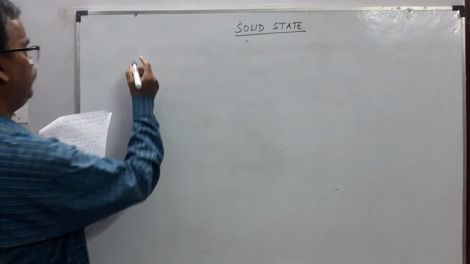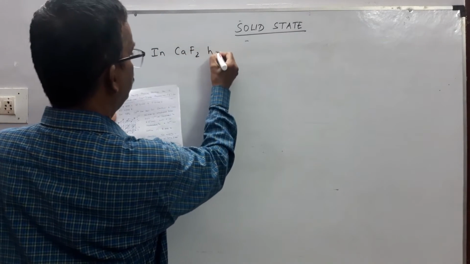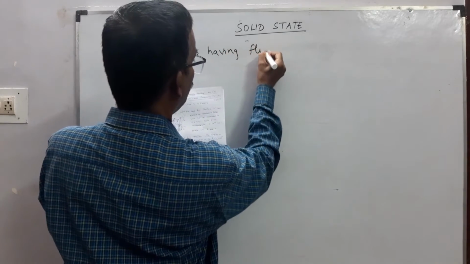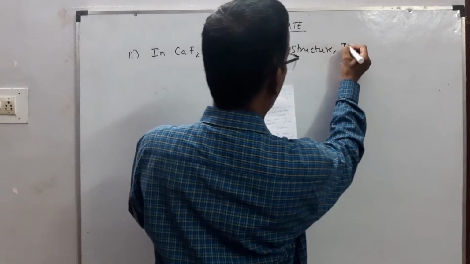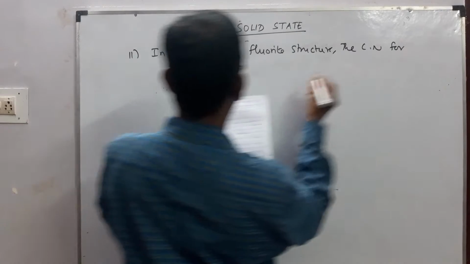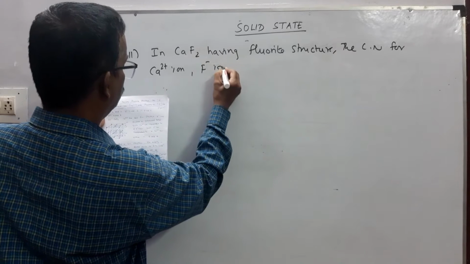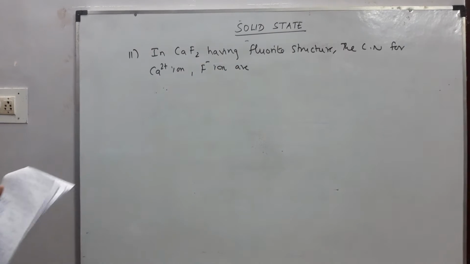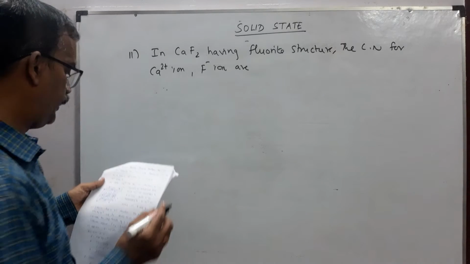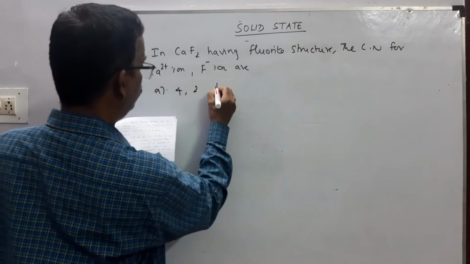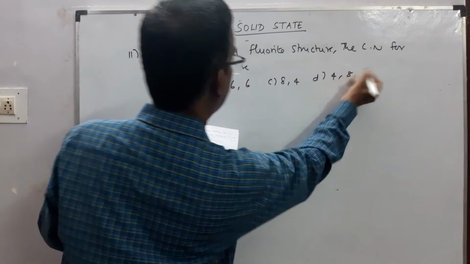11th question in solid state. In calcium fluoride having fluoride structure, the coordination number for calcium ion and fluoride ion are: A, 4 and 2; B, 6 and 6; C, 8 and 4; D, 4 and 8.